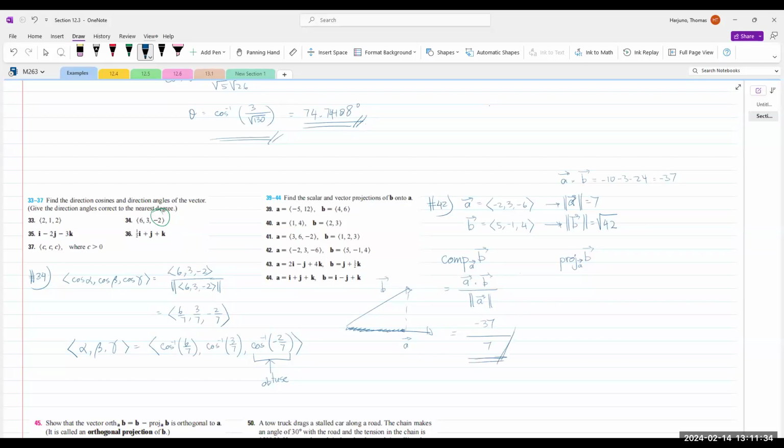That's the component of B, while the projection of B will be A dot B over the magnitude of A squared, times vector A. So this times here is not a dot product. Let me erase that to avoid that confusion. Negative 37 over 49 times (negative 2, 3, negative 6). And if the number is that ugly, it's okay to just leave it like that. In other words, you factor the common factor out, and the common factor is ugly, right?